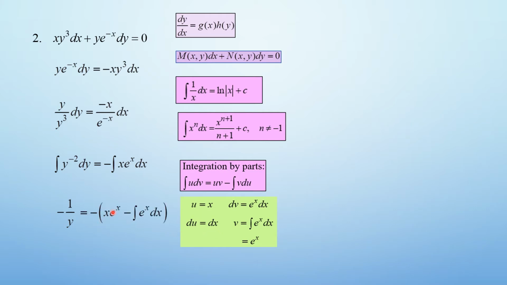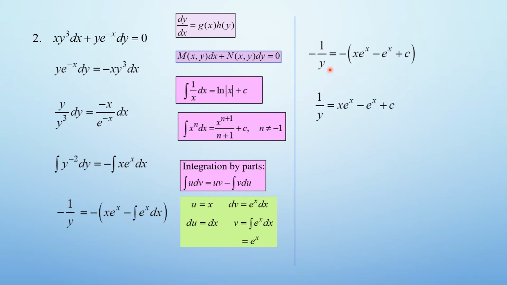We have a negative sign out here. And for this integral, apply the formula u times v. So x times e to the x minus integration of v du, e to the power of x dx. Okay, continue. So negative 1 over y is equal to negative, there's a negative 1 outside the bracket, x e to the power of x, and integration of e to the power of x is still e to the power of x, so minus e to the power of x plus a constant c.